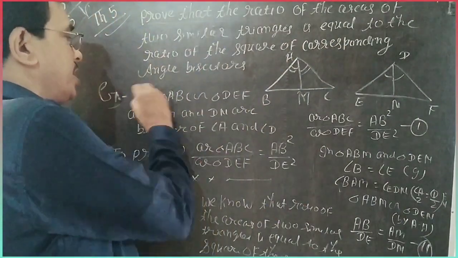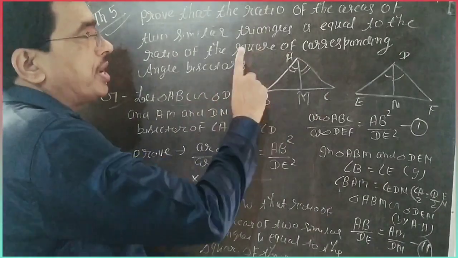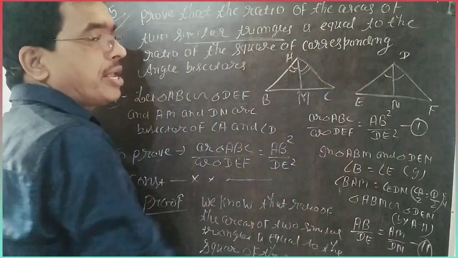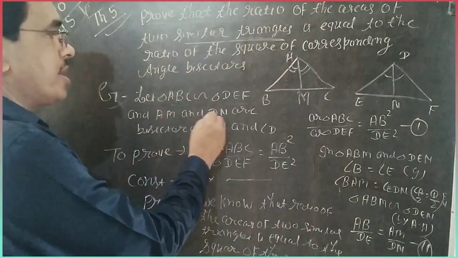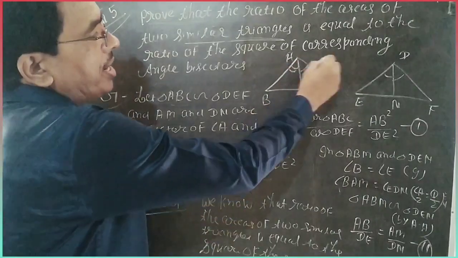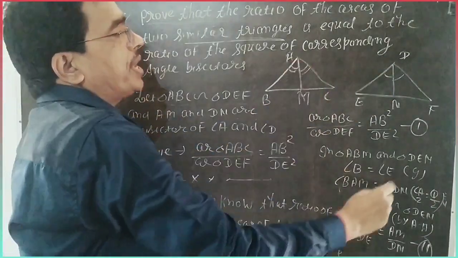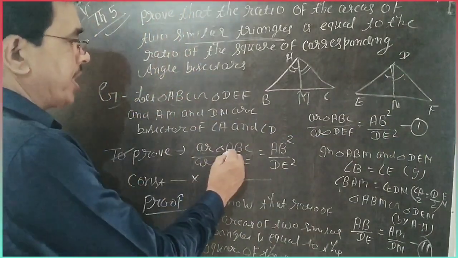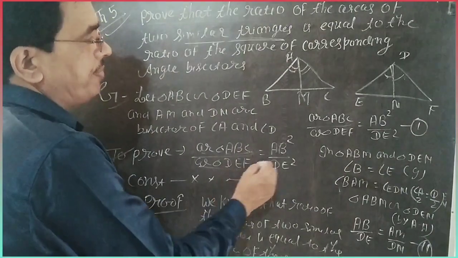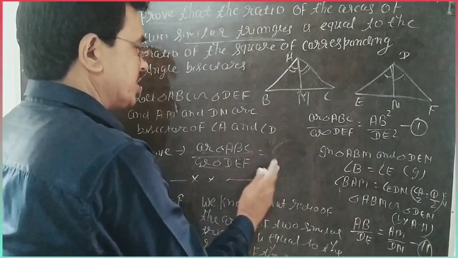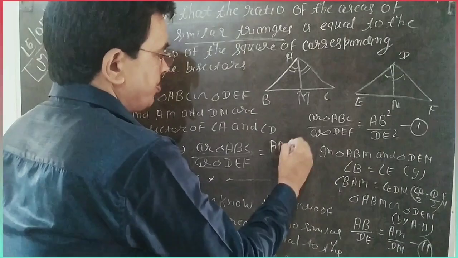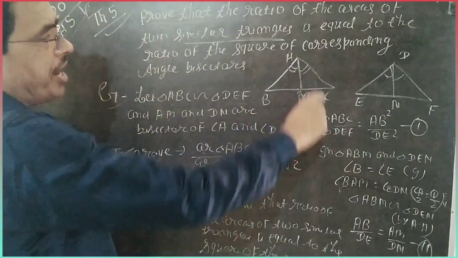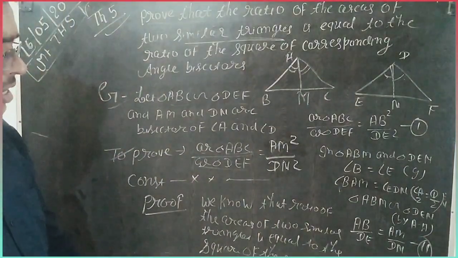Here it is given that triangles ABC and DEF are similar. It is given the areas of two similar triangles. So I suppose here ABC and DEF are similar. AM and DN are the bisectors of angle A and angle D. AM is the bisector of angle A and DN is the bisector of angle D. Then prove that area of triangle ABC by area of triangle DEF is equal to AM square by DN square, the squares of their angle bisectors.